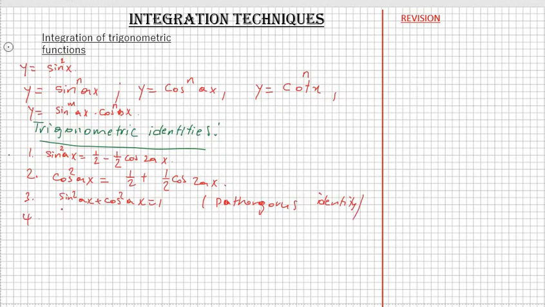This is also known as the Pythagorean identity. And the fourth one is tan square ax is equal to sec square ax minus 1. And the last one is cot square ax is equal to cosec square ax minus 1. So we are going to apply these identities in order to integrate this type of function here.